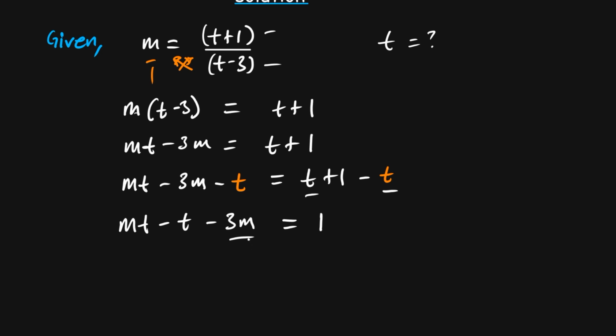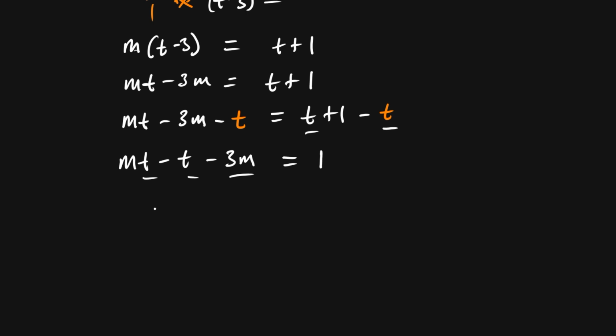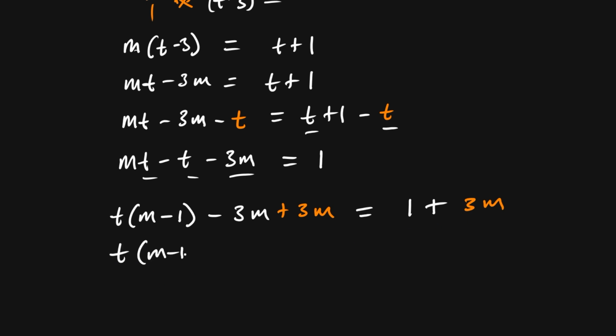Let's move this to the right hand side. We will do so by adding 3m on both sides, and this will become, t and t are common, so we have t into m minus 1, then minus 3m plus 3m equals 1 plus 3m. And this is the same as t into m minus 1. This cancels with this and remains with a 0, so we'll have equals 1 plus 3m.